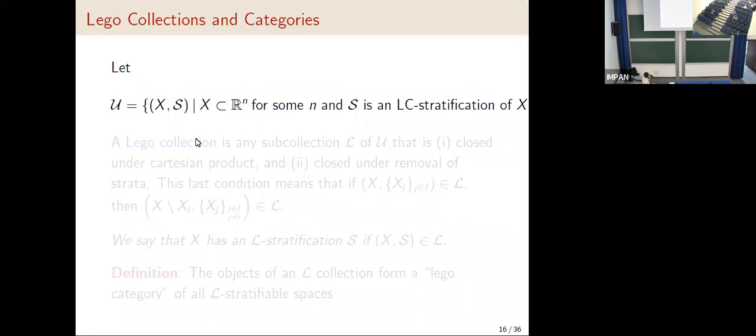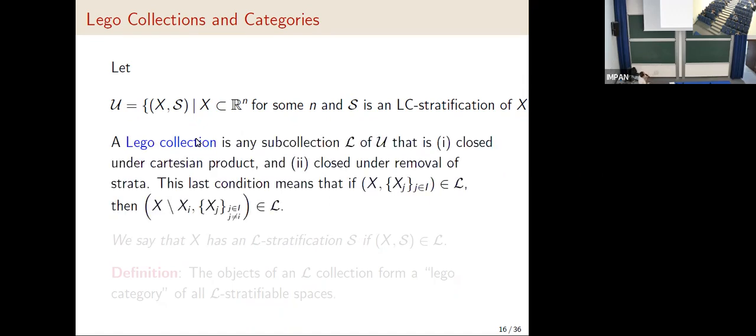Okay, so I want to introduce something we call Lego collections. So the idea is very simple. I already mentioned it in this class. I want to take a space and decompose it, stratify it, into subspaces. And those subspaces have some properties, locally compact, locally finite type, things like that. So I want to make sense of that. It's called a Lego, like a Lego game. So a Lego collection is any subcollection of U, made out of a space and a stratification on it.